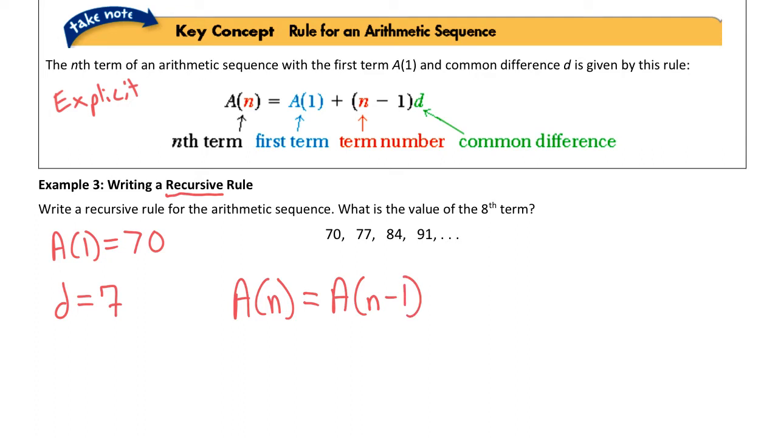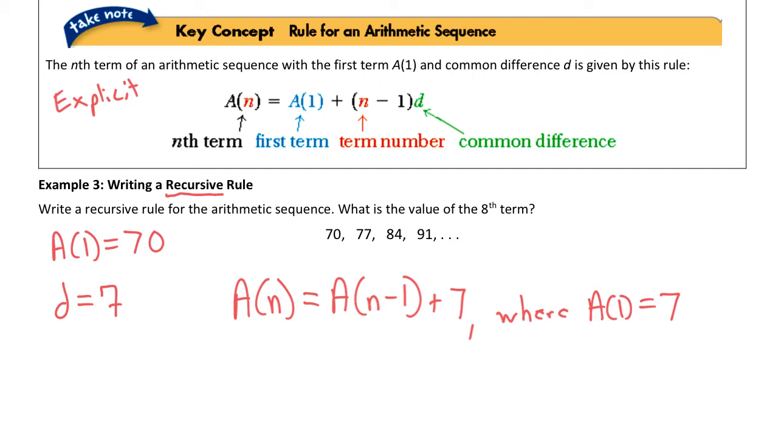So this a of n minus 1 means the last term. Take the last term and add 7. So the recursive rule, what this means in words, is take the last term, a of n minus 1, and add 7 to it. In a recursive rule, we give that rule part of it, and then we say where the first term is 7. So this rule describes it: start with 7, and to get to your next term, add 7, and then add 7, and then add 7.